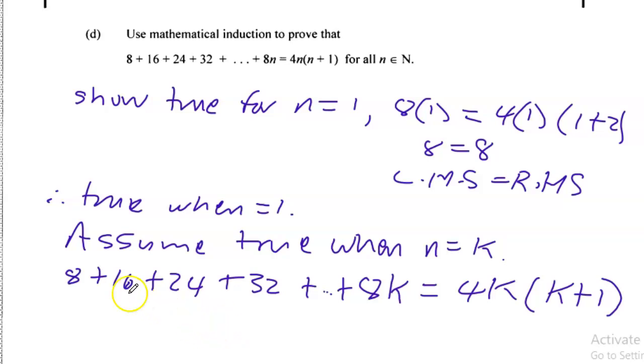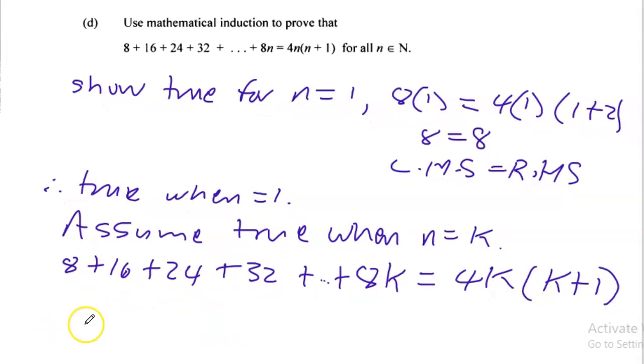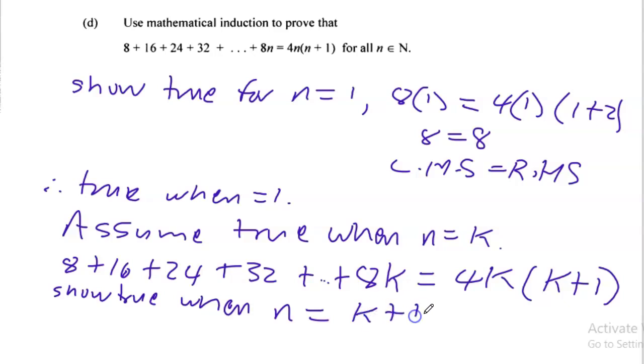And the third and final step is to show true that when n is equal to k plus 1. Alright? So when n is k plus 1, that's an additional term to the second step. So notice 8 plus 16 plus 24 plus 32 plus that plus 8k.